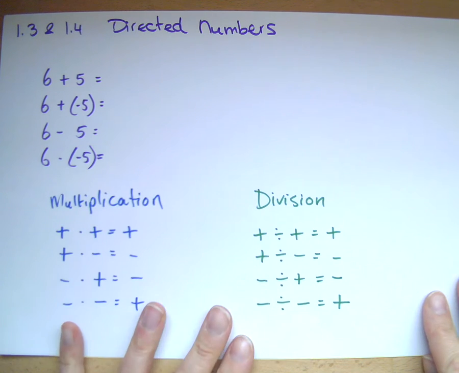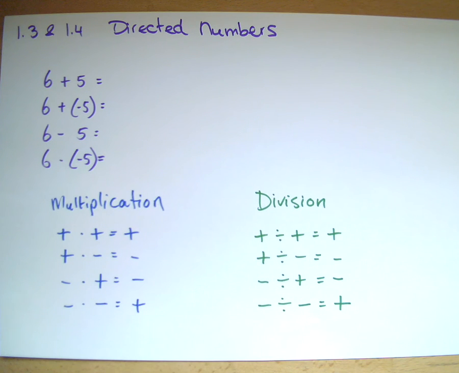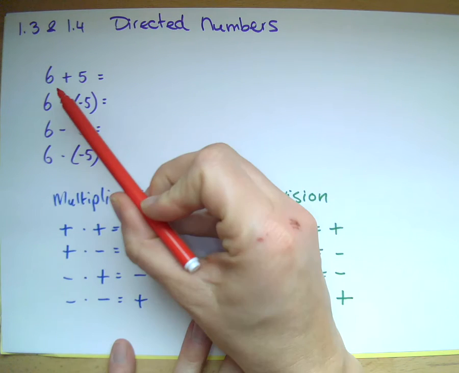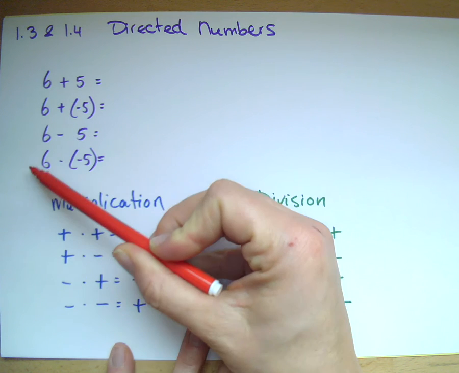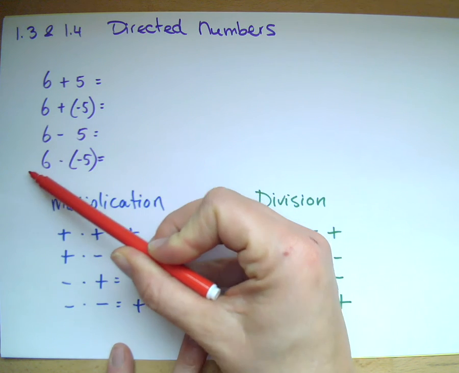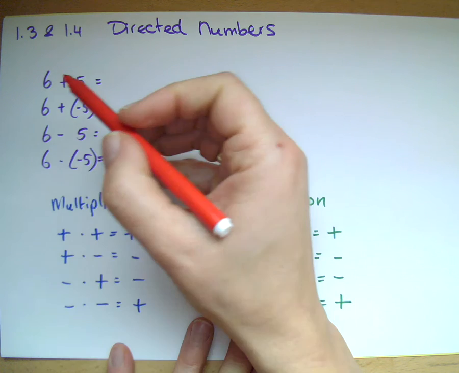Okay, next. Directed numbers. This refers to negative and positive numbers. I have some examples here for plus and minus. These are easy problems, right? But we have a positive 6 here that we start with. So our starting number is positive in all cases here.